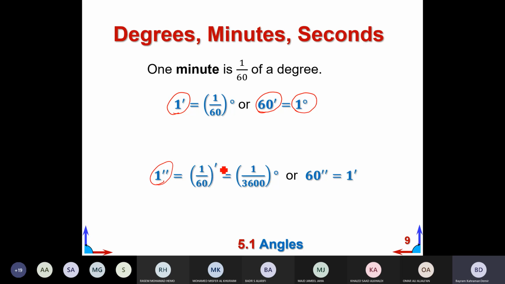So it is 1/60 minute, or 1/3600 degree. Yes, it is like in time, 1 second is equal to 1/3600 hour in terms of hour, right, Shabab? And 60 seconds is equal to 1 minute, of course.